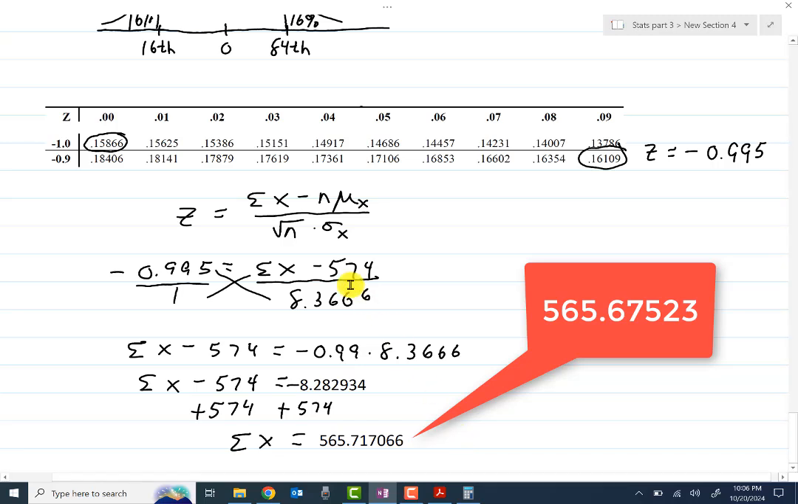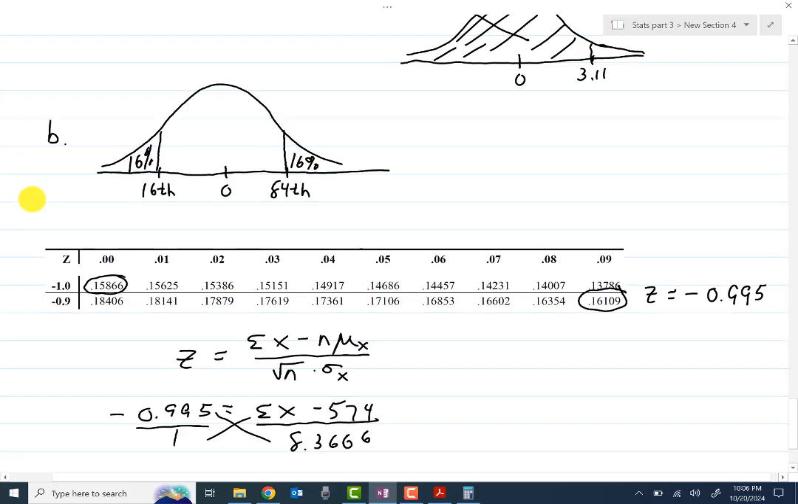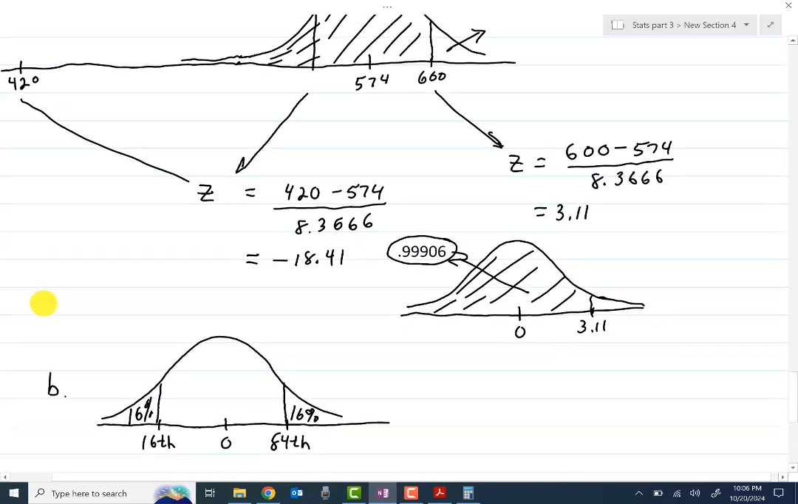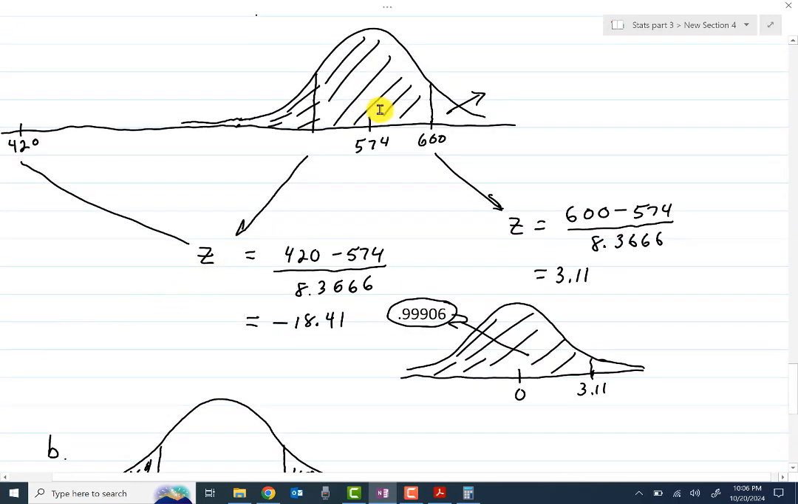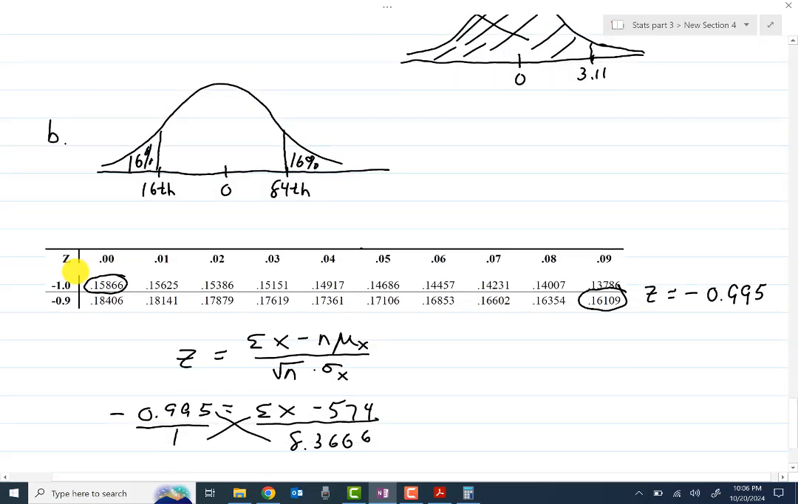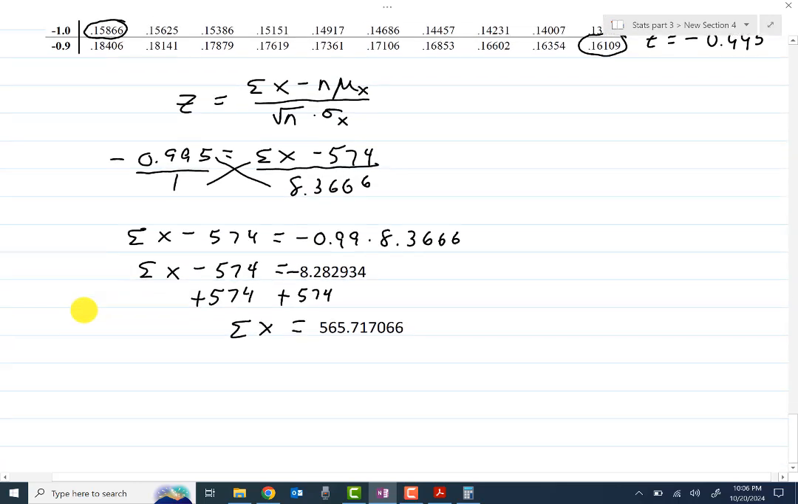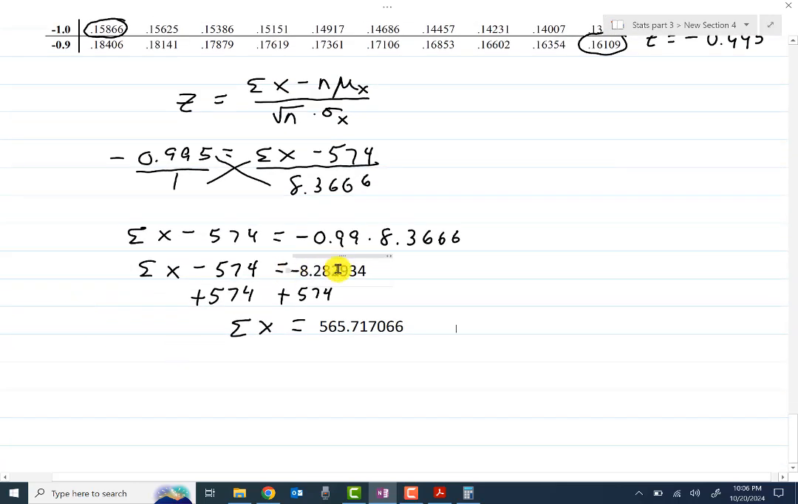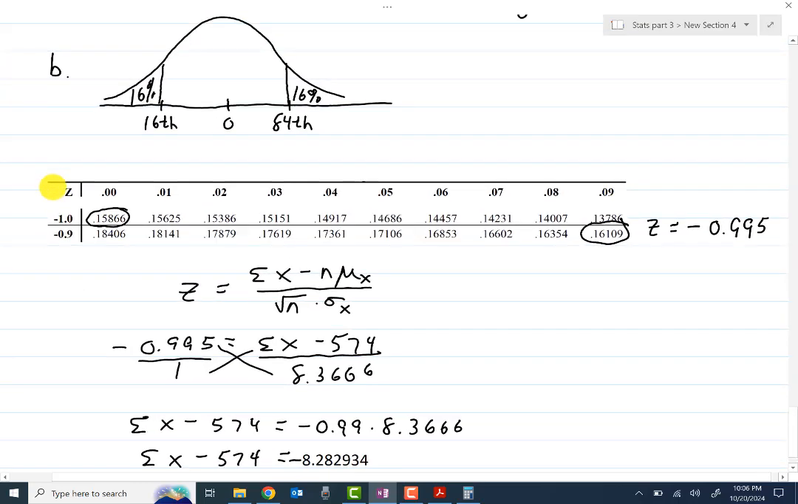Now you could, knowing that the mean of this distribution is not 0, the other z-score is going to be the same distance, but on the other side of the mean. What I'm saying is, I'm going to end up adding 574 plus 8 point something. You'll see what I'm talking about when we get there. So we have one, but let's just go ahead and do it directly.